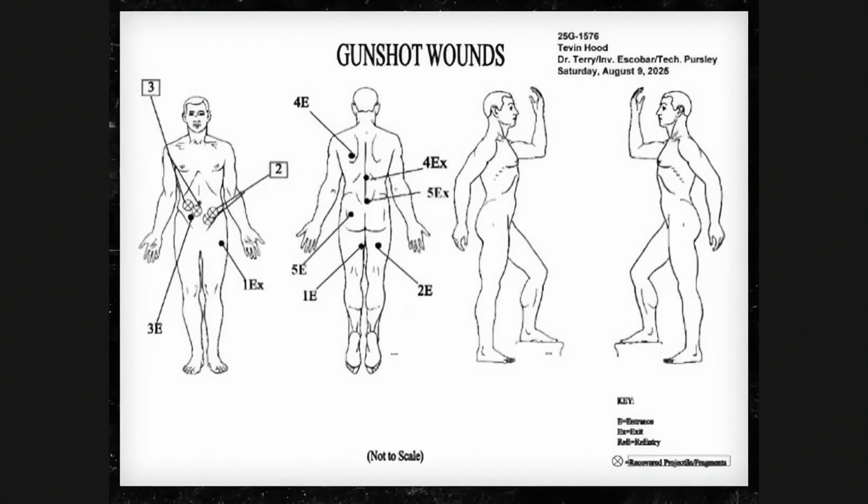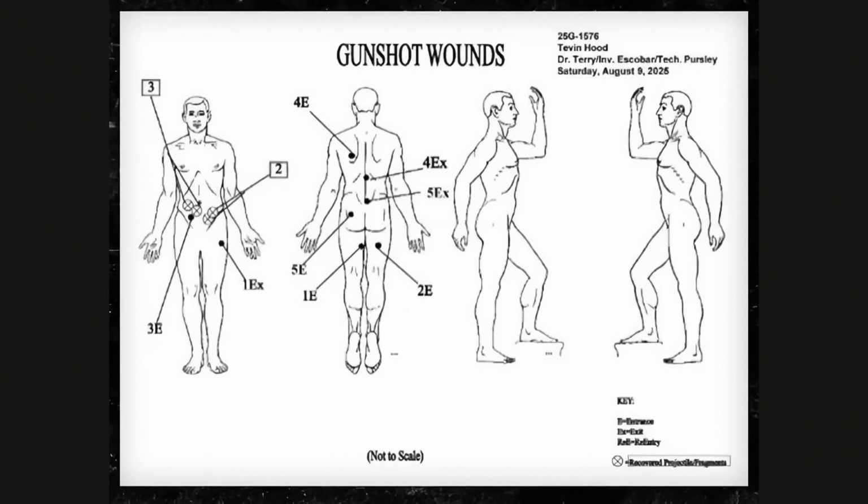And then, judging from the height of these wounds, it looks like Tevin turned around to maybe run away and Kai kept shooting. Because, for example, if you take 2E, the back of the thigh, and 1E, the back of the other thigh, you see those are down low. It's the back of the thigh where they entered.